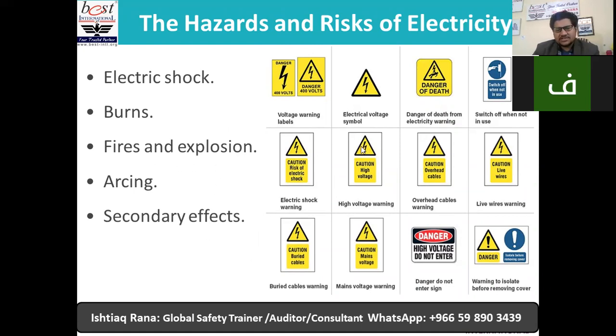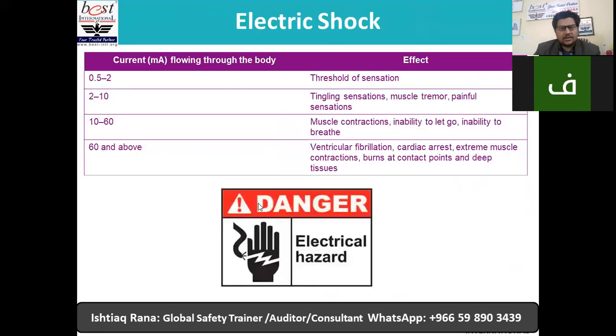Now, the hazards and risks of electricity could be electric shock, burns, fires and explosion, arcing, or secondary effects. I added this diagram to help understand the different kinds of labels and symbols we observe and put in place. We can see them on different electrical equipment, including panels, and sometimes on machines.